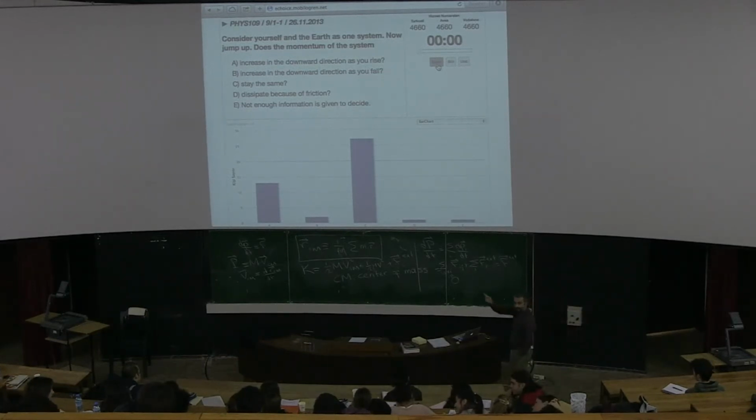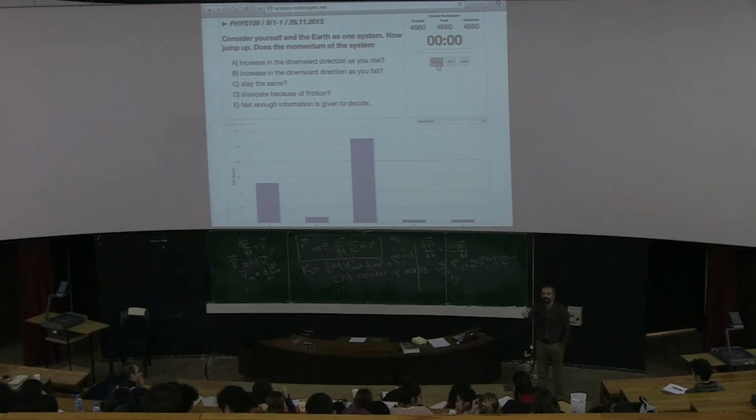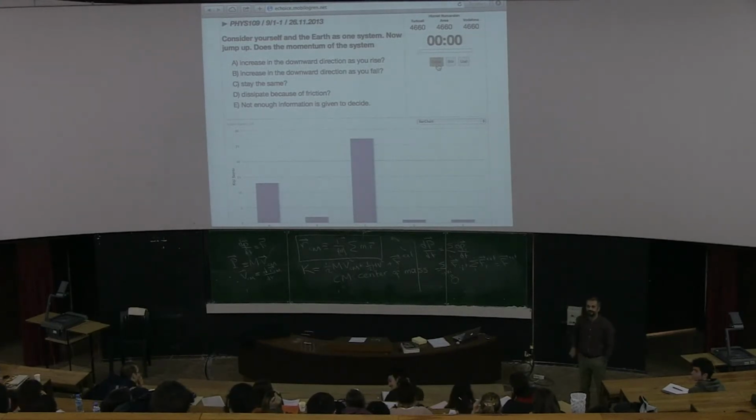So he's saying that each part has a momentum. The Earth has a momentum in the downward direction. You have a momentum in the upward direction right after you jump. So the net momentum after you jump is still zero, although each part has a momentum. Anybody else who's supporting A, who will support your friend explicitly?